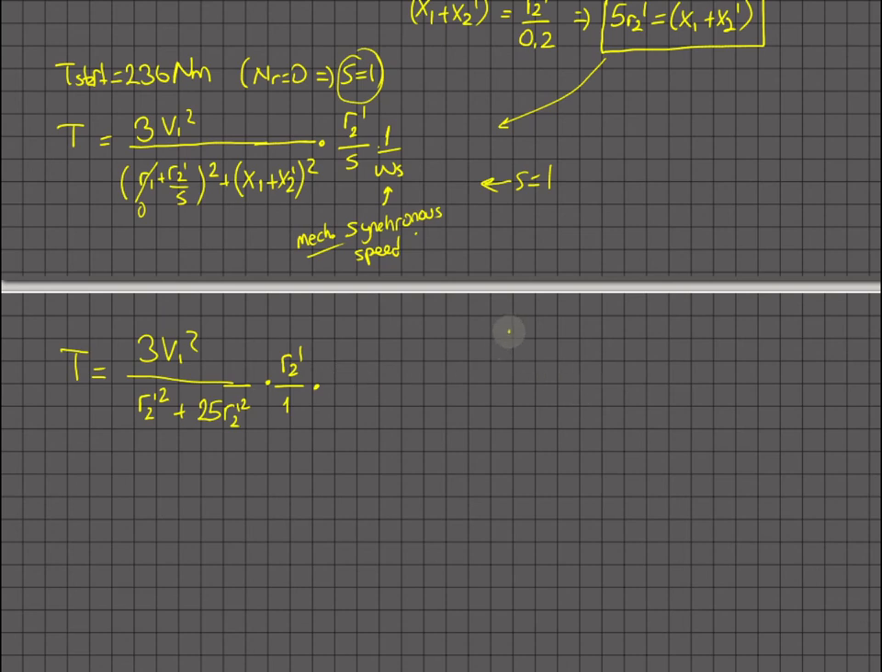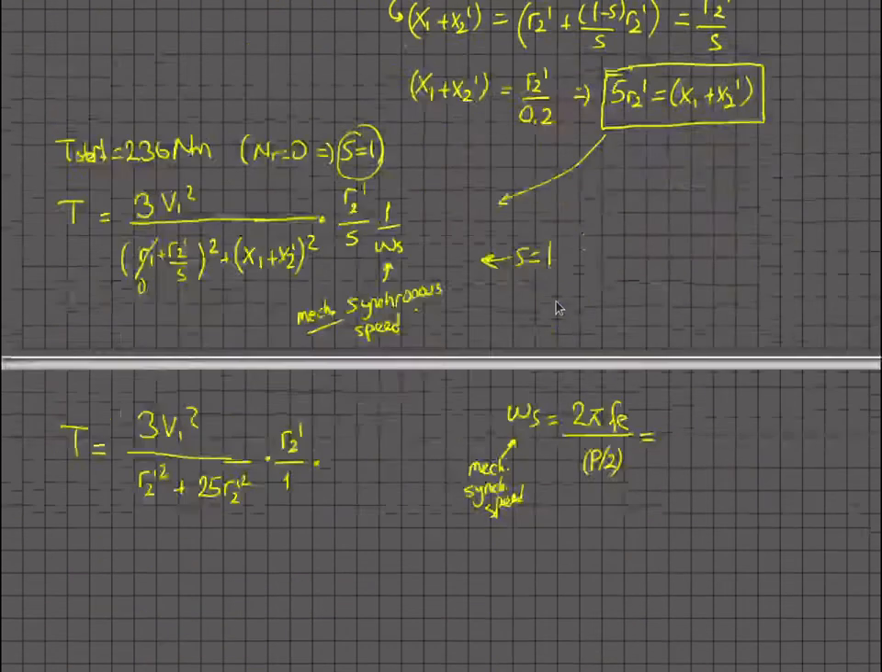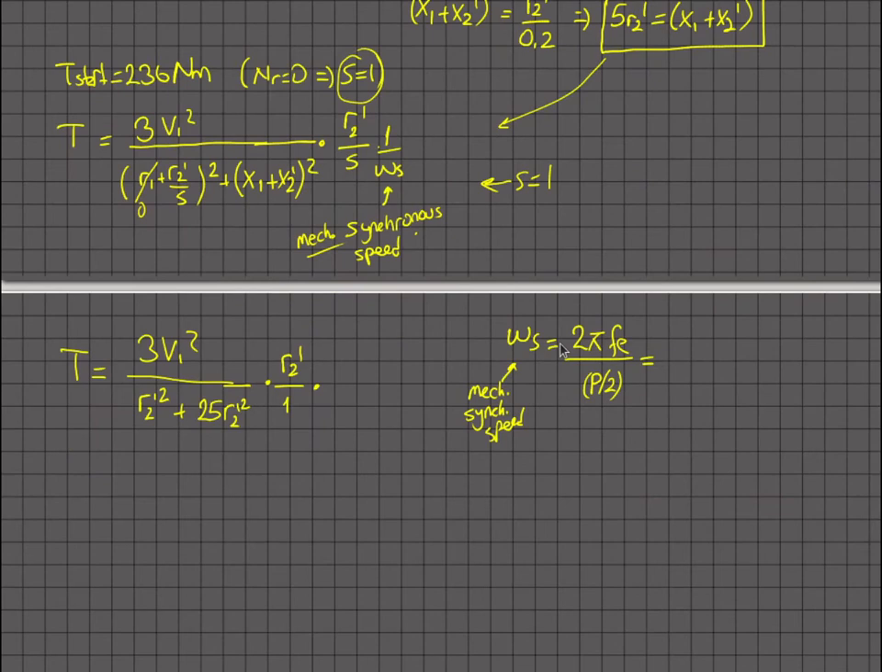Okay, what is omega s? So omega s is equal to 2 pi electrical frequency. This is mechanical, again, synchronous speed. So I need to divide it by pole pairs. Remember, we had 8 poles, so the actual mechanical speed will be a quarter of the actual speed. So it is 2 pi times 50 hertz divided by 4.